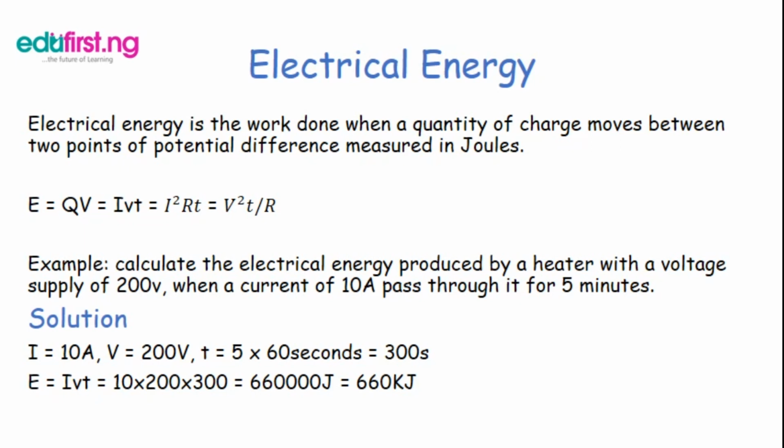Electrical energy. From these given values, we will see that out of the 4 mathematical expressions for electrical energy, the one that is suitable for this calculation is E equal to IVT. And that is 10 multiplied by 200 multiplied by 300. And that gives us 600,000 joule. And that can be expressed as 600 kilojoule. By now, as an SS3 student, you should know that 1 kilo is equal to 10 raised to power 3. So there should be no challenge converting 600,000 joule to 600 kilojoule.